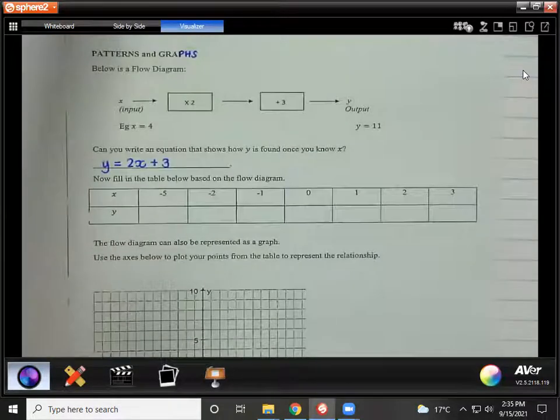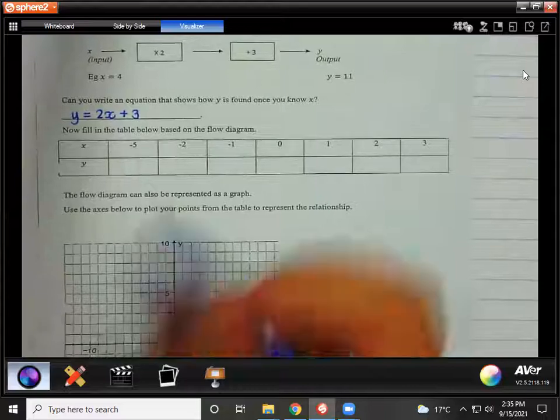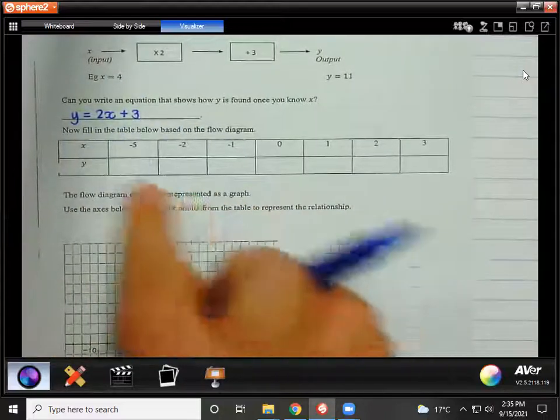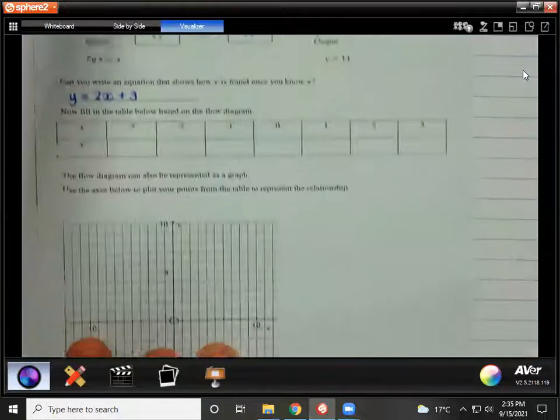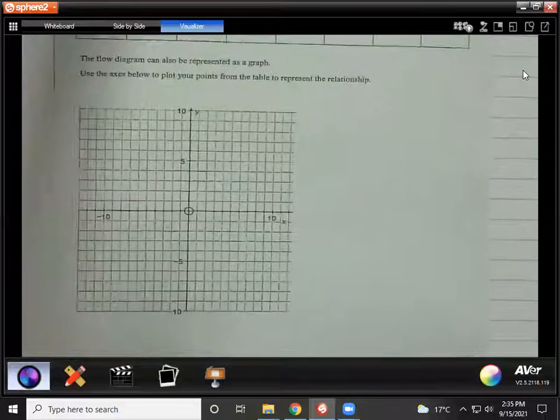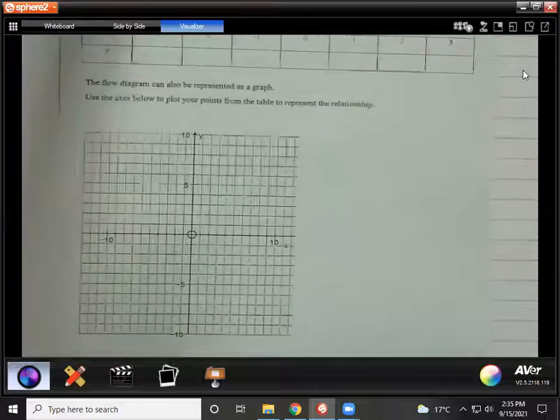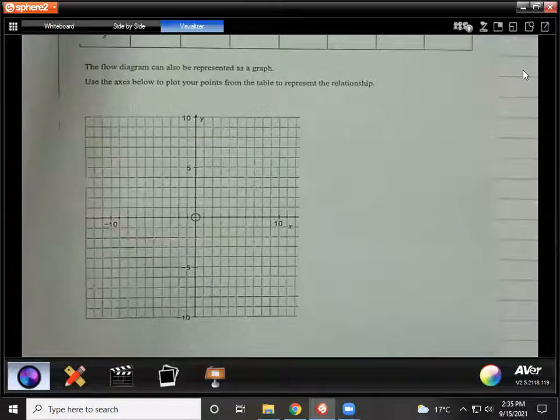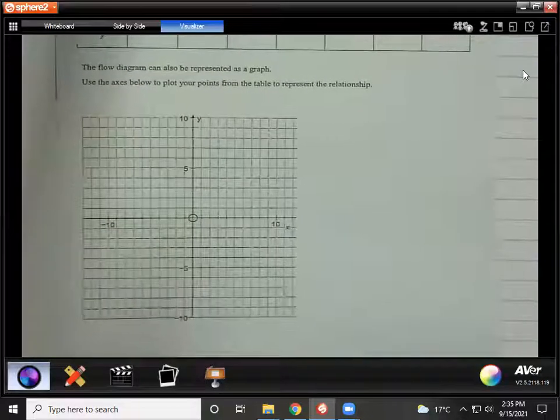Please do the same thing, guys. You're going to fill in that table using this equation now. They've given you x values, and then you're going to write your points down and plot them. Okay, this grid is a bit bigger, so you might be able to fit all of them in, hopefully.